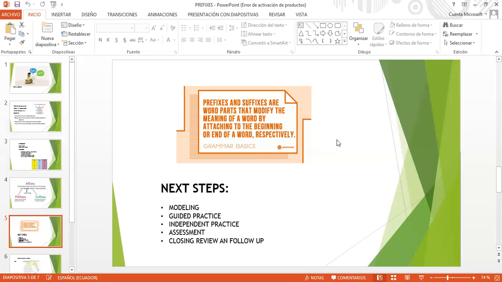Well, in the step about assignment, I will evaluate the students by means of an audio in order to know if the students have understood the class. The evaluation will be developed as follows. First, the audio will be played two times. The students will write down what they understand. Then each student should read their notes in front of the whole class. And finally, closing, review and follow up.